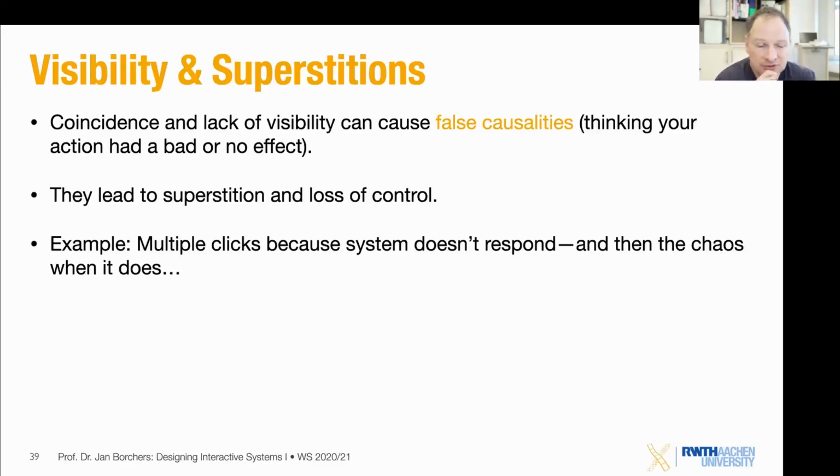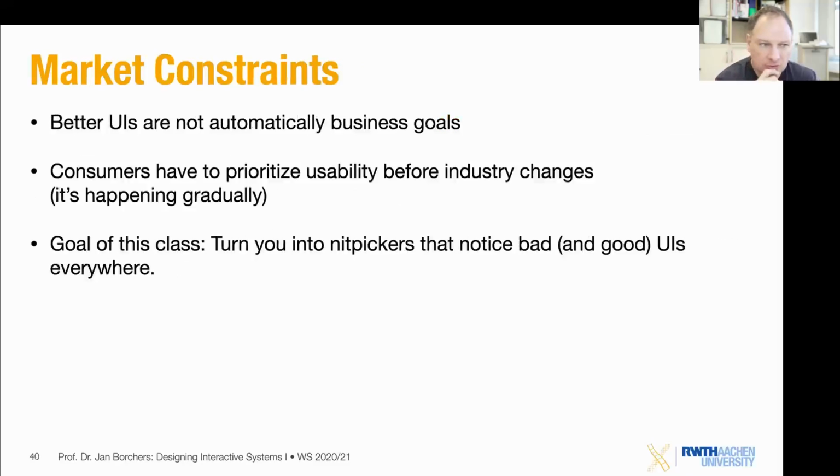Now, there's a problem with usability in general, because usability isn't automatically a business goal, right? And consumers will have to actually prioritize usability before the industry changes. And that's actually gradually happening. I've seen that happening over the last 10 years or so. People are beginning to pay way more attention to the usability of products than they did before. It's kind of scary to think about the fact that we're facing an issue that Norman first wrote about in 1988, and we're still facing technology that is hard to use, even new devices that get on the market, right?